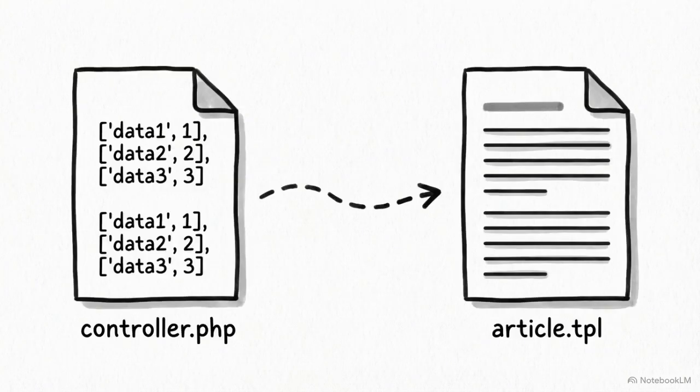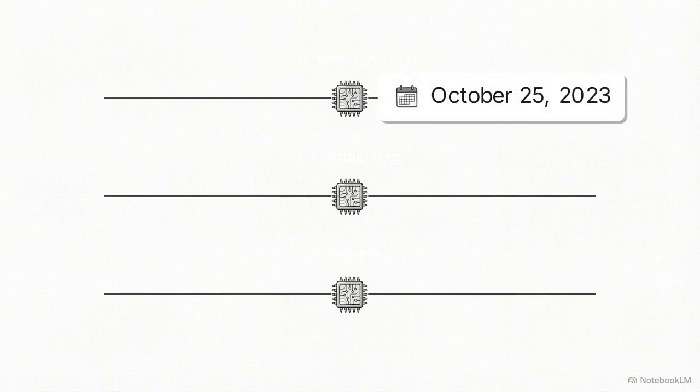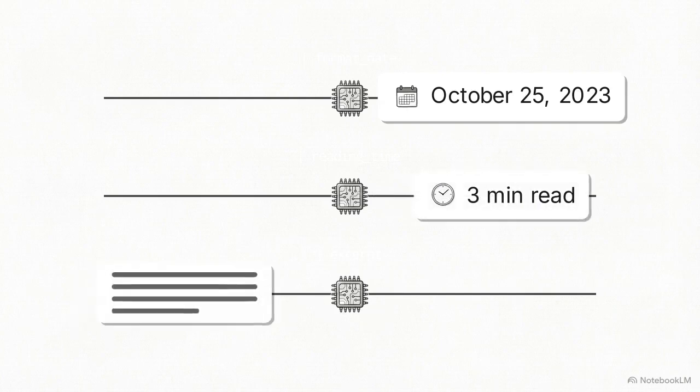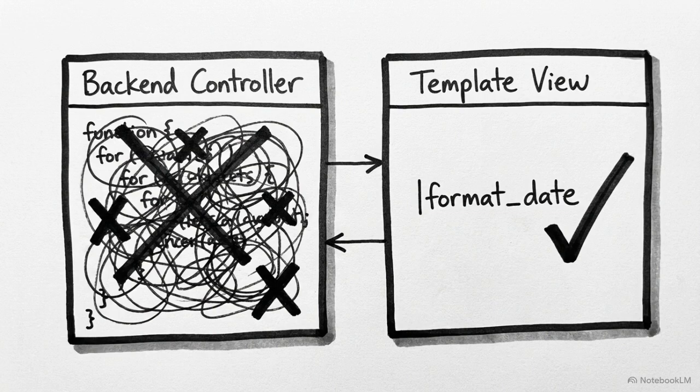With the setup complete, we move into the .tpl file to format the raw article data arrays passed down from the controller. We pipe a raw Unix timestamp through the format date modifier to output a localized calendar string. Next, the reading time modifier calculates word count, returning a 3 min read metric. Finally, the excerpt modifier cuts our text at exact word boundaries. Shifting these data transformation tasks to pure PHP modifiers at the template level eliminates the need to run redundant pre-processing loops in your backend controller.